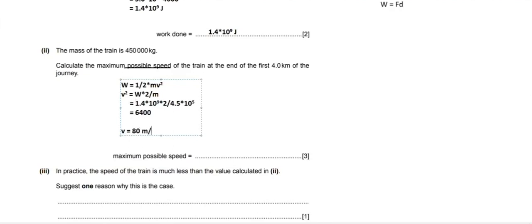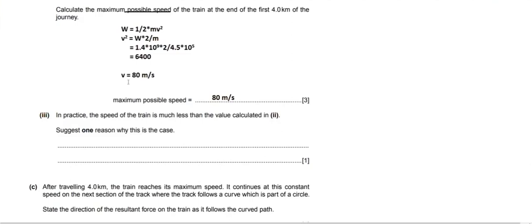Meter per second is the unit for velocity, so the maximum speed will be 80 meter per second. So we'll write down over here again: 80 meter per second will be the maximum speed. We have just equated work done to kinetic energy, made v squared the subject, and then we can calculate: 6400 will be v squared. So taking the square root on both sides, we get the value of v as 80 meter per second.